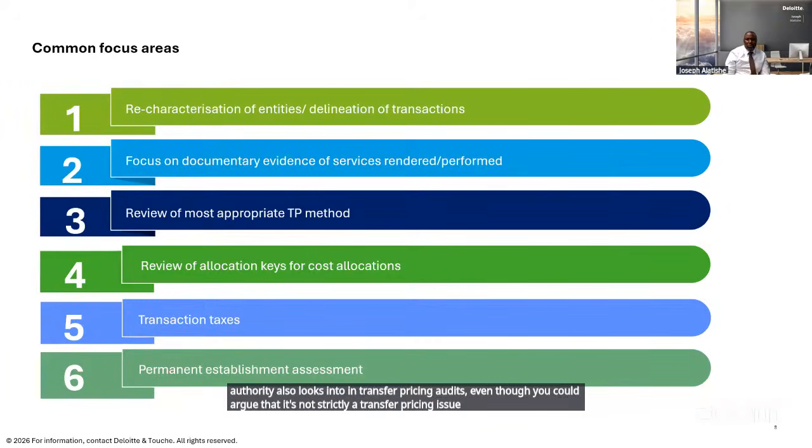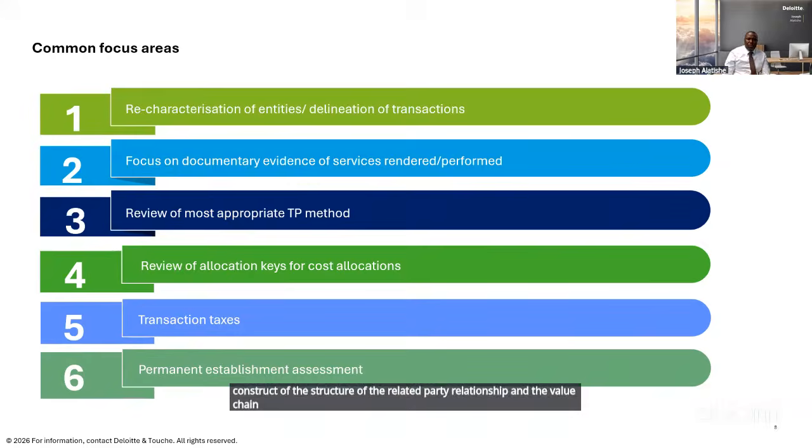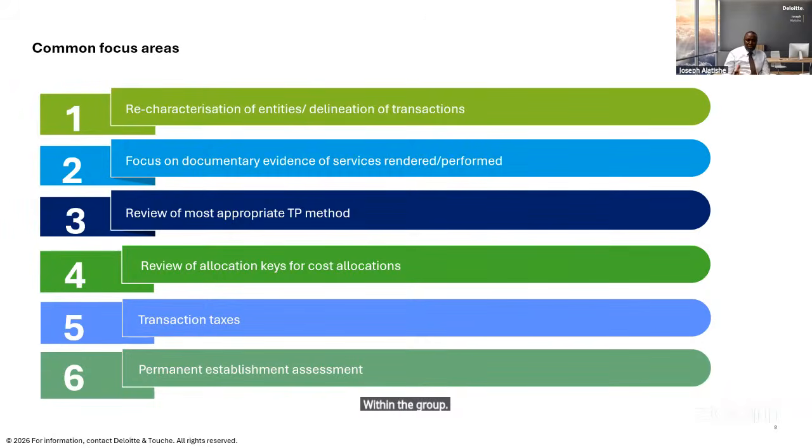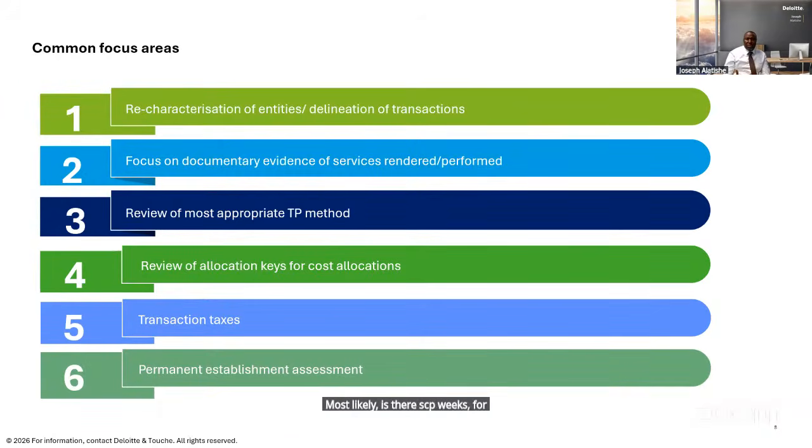And the last one, I think we also mentioned it in the earlier session, is the permanent establishment assessment. When the tax authority constructs or reconstructs the structure of the related party relationship and the value chain within the group, one key risk we also see come up in transfer pricing audits are cases where there's a permanent establishment risk or a PE risk. For instance, where the entity outside Nigeria is just performing services to the Nigerian company. Most likely, is there a PE risk? For instance, if it's a service PE, has the appropriate withholding tax been charged?